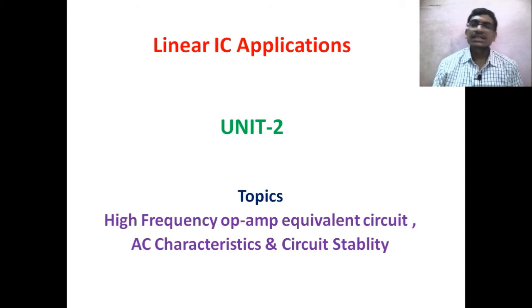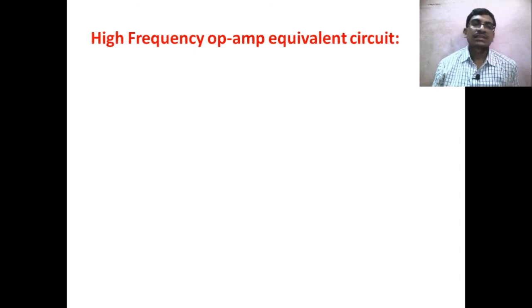We have already seen the op-amp equivalent circuit, which contains the dependent source AOL VD and the output resistance R0 at the output side, and at the input side we have the input resistance Ri. But the equivalent circuit is somewhat different in the AC characteristics. Why it comes, we will discuss in this class. Okay, so let us see the high frequency op-amp equivalent circuit.